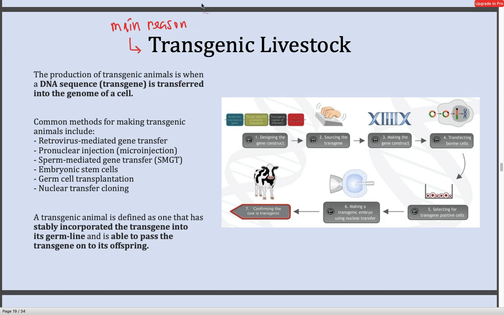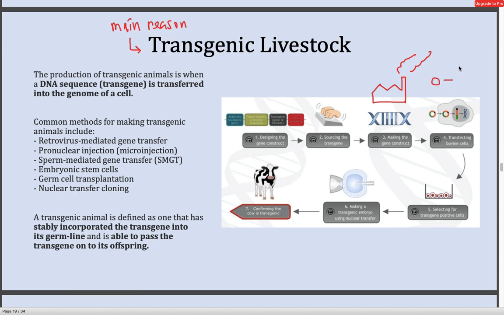So in order to make a transgenic animal, usually you start by designing your gene construct. Your gene construct is very similar to what you've seen in the plasmid sequences. You source the transgene, so you actually get a company to make the plasmid. Today, it's very easy for you to make the plasmid yourself. You transfect it into certain cells. You select for the cells. So again, if you have certain selection markers, you can make sure you're selecting cells that have your recombinant DNA. You make a transgenic embryo.